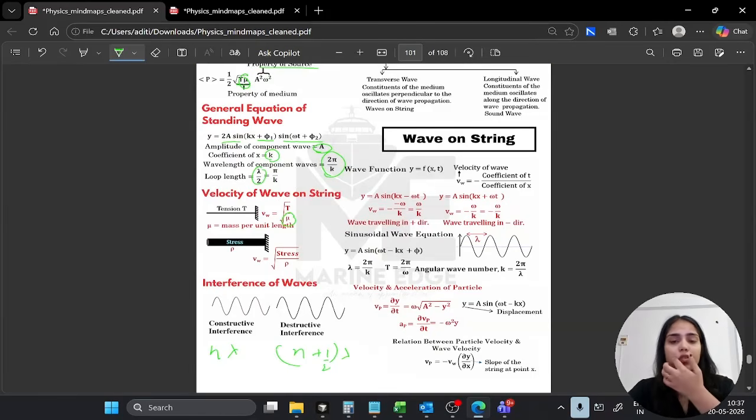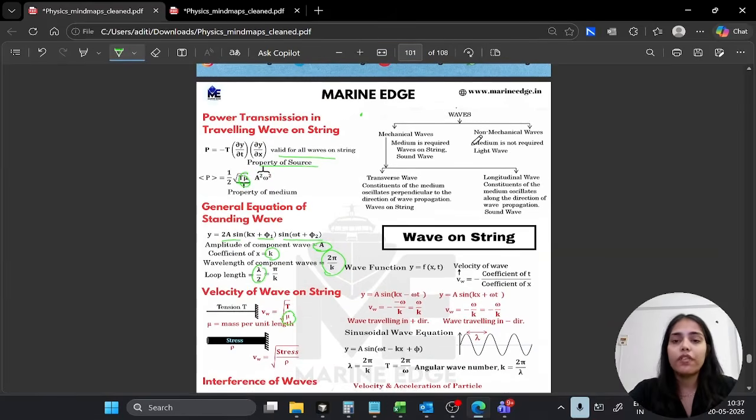Okay, now moving forward, so waves are of two types, mechanical waves and non-mechanical waves. So now non-mechanical waves do not need a medium to travel, right? For example, we have light waves. Next, mechanical waves, they require a medium to travel on. Okay, so for example, sound waves.